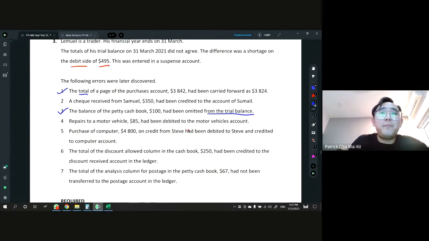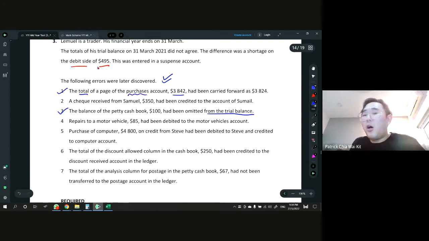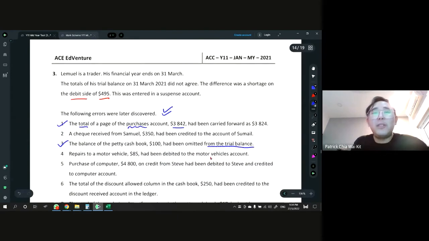So answer number one, final answer straight away, fix the problem. The purchases account is supposed to be 3842, but it became 3824. The difference, 3842 minus 3824, is actually 18. So it's undercast by 18. If it's undercast, we have to go same side. Then you ask yourself, purchases account is normally on which side? Purchases is expenses, and expenses are on the DR side. Therefore we go same side, so we DR purchases $18.